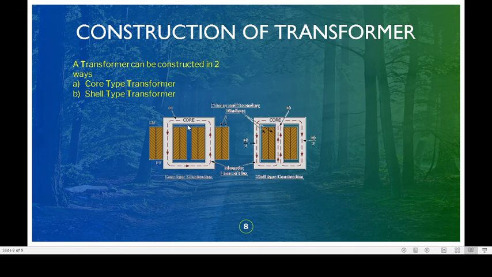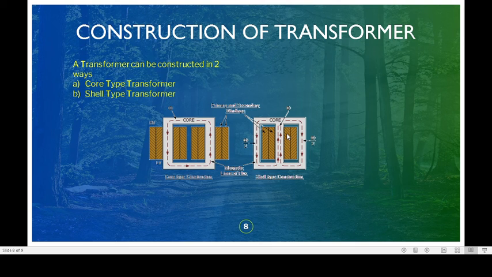In a core type transformer, a magnetic laminated core is taken, having a flux phi generated in it. The upper horizontal part and the lower horizontal part of this core are known as the yoke, and the vertical part is known as the limb. This is the left side limb. This is known as the right side limb.